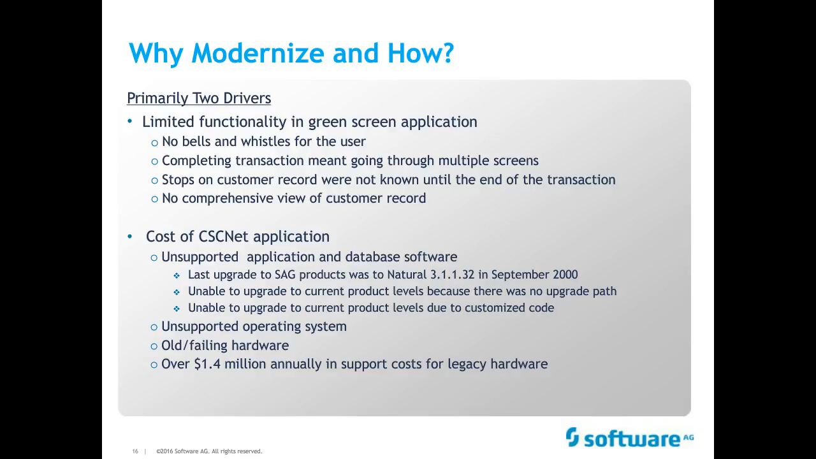Everything was transactional based. The second was the cost of the CSCNet application. Our developed application was running on unsupported servers. The last time I did an upgrade to Natural was in September of 2000. We were unable to upgrade because it had been so long since we had upgraded, there was no upgrade path available. It would have meant all new hardware, all new software, and basically one big bang approach even to the field offices to do an upgrade.